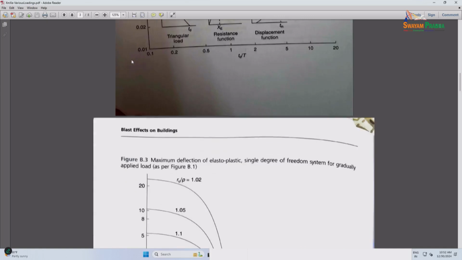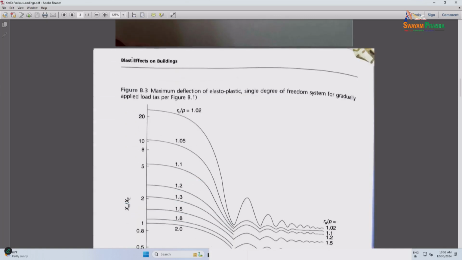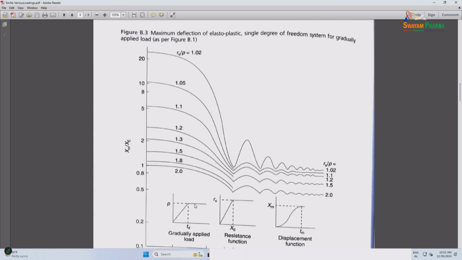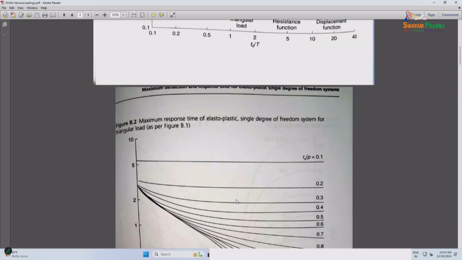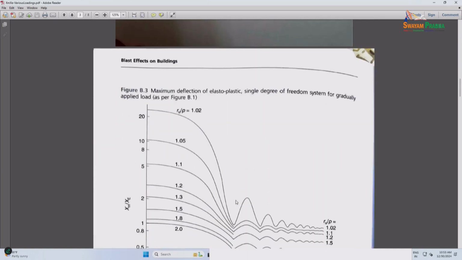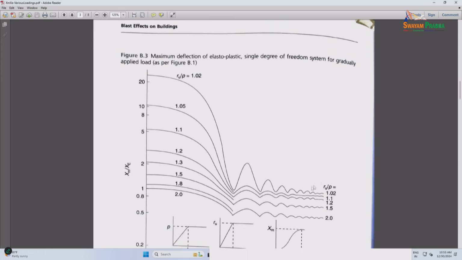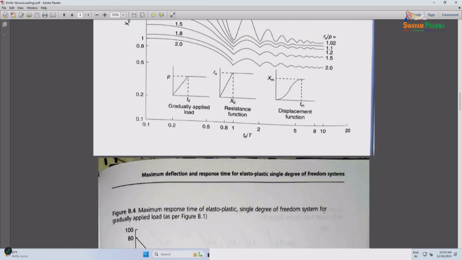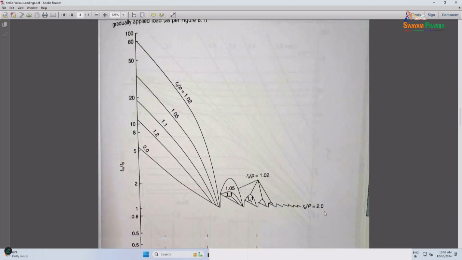Then this is the maximum deflection for a gradually applied load, so this is P naught versus T. This is a little more quasi-static, and the resistance function is still the same. If you compare the responses, you see this is so different. Here you see this is very similar to your static type response, especially as your Ru resistance by P keeps increasing. The XM by XE is almost equal to 1 or something like that. Then you have this for the maximum response time.